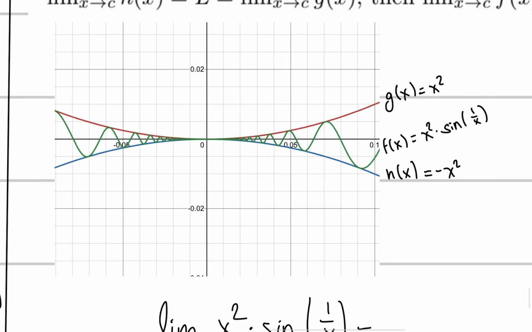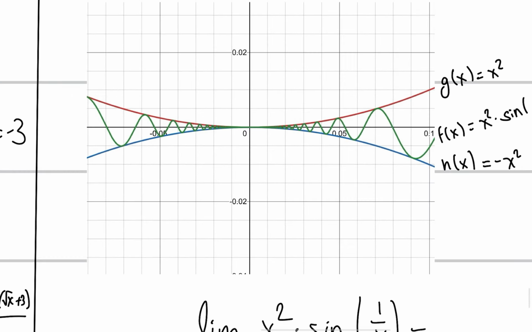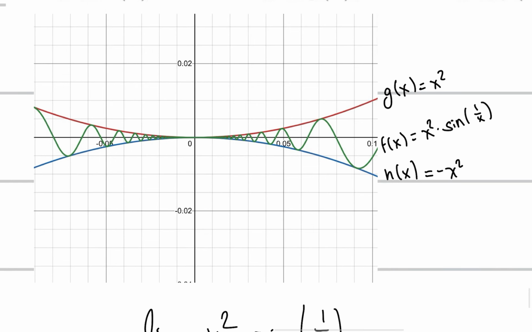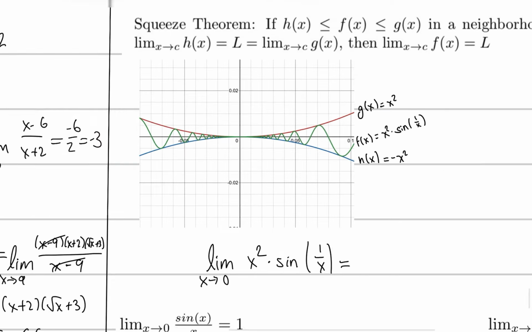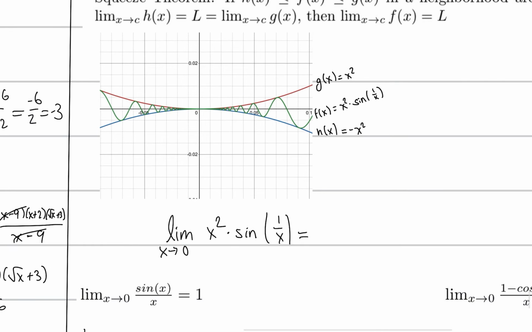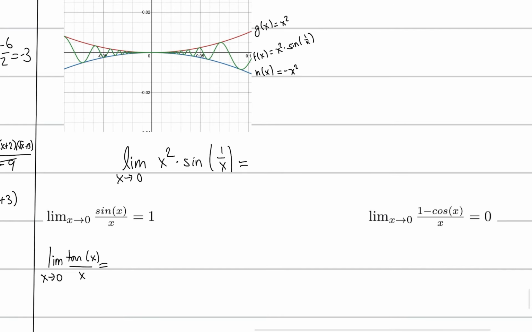So here are three functions: x squared times sine of 1 over x, x squared, and negative x squared. Now notice our f of x, which is the middle function, is getting squeezed between the two at 0. The limits of g of x and h of x as x approaches 0 are easy to evaluate. It's the f of x that's harder. So how are we going to do this?